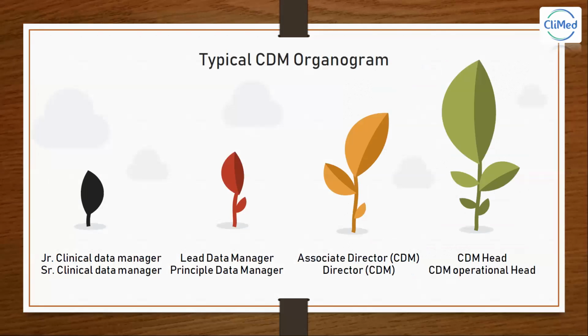Okay, so this is a typical CDM organogram. When you join any company, it is obviously a typical organogram. I have written typical because these are the generic designations you get as you grow as a clinical data manager. From junior to senior clinical data manager, then lead to principal data manager, where you lead the studies. Then you have the associate director and director level, where you lead the lead data managers and principal data managers of multiple therapeutic areas. And then obviously clinical data management head and clinical operations head. All right.